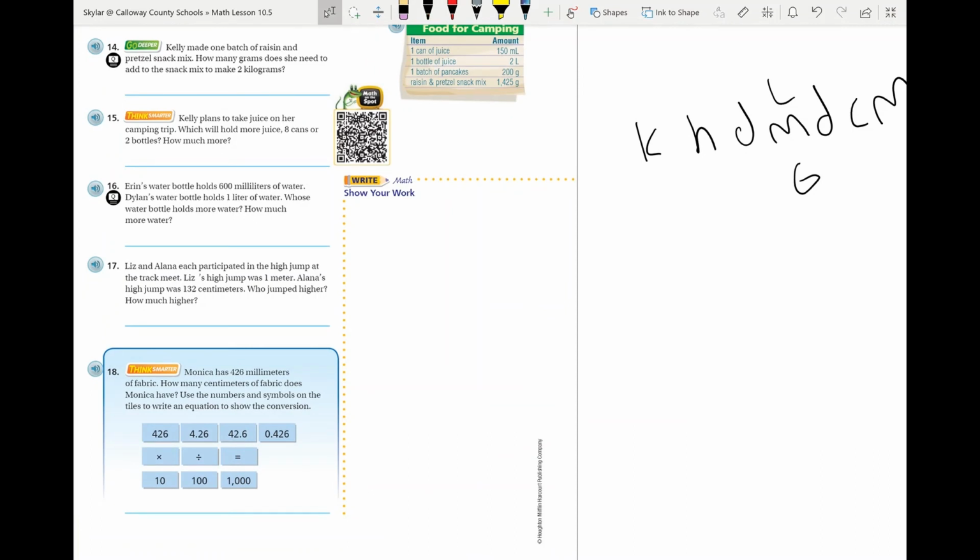Number 15, she wants to find out which will hold more juice, 8 cans or 2 bottles. Well, you need to see if 8 cans, which each can holds 150, or 2 bottles, which each one holds 2 liters, which one will hold more. Number 17, you just need to find out who jumped higher, so change them both to the same unit. And for number 18, you need to take that millimeter and turn it into centimeters. Alright, go ahead. What I need you to do is pause the video and then figure these out for yourself to check.